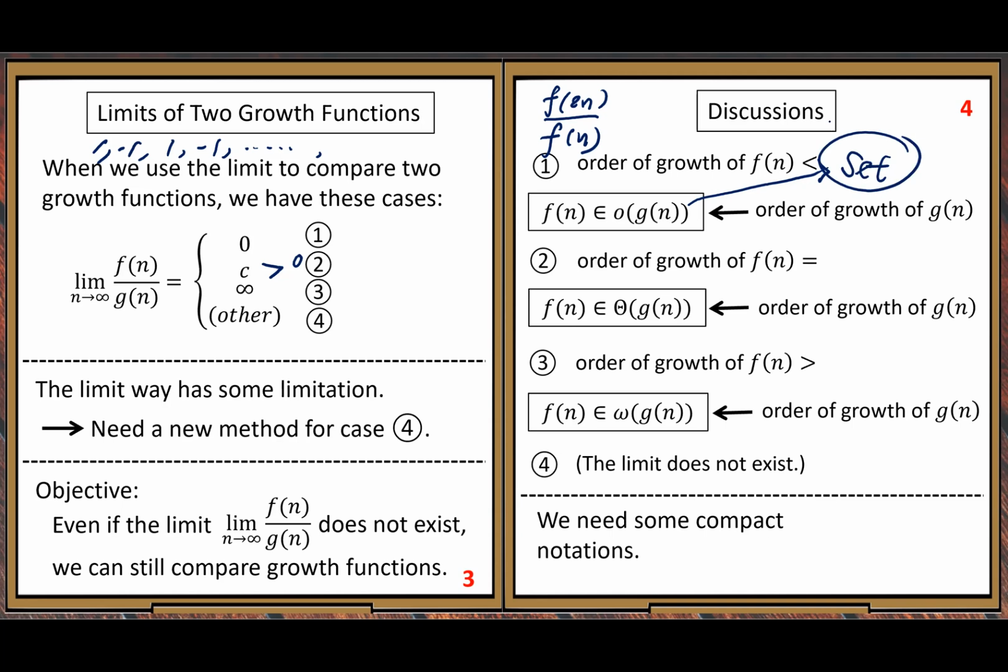F of n, a function, is an element. We treat that function as an element in the set. So this notation means belongs to, or is contained in, the set. An element in the set. That's the meaning. Later, when you see asymptotic notation expressions, in your mind you will think, those are sets in math. So you will have a little better understanding.